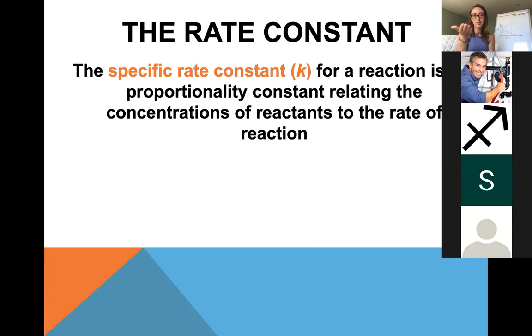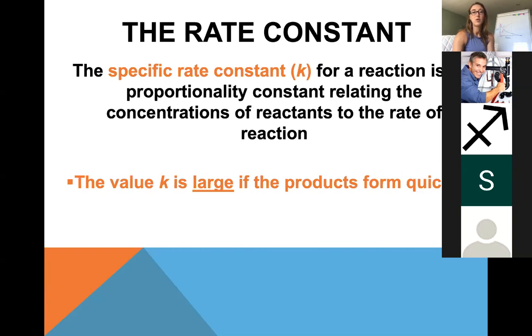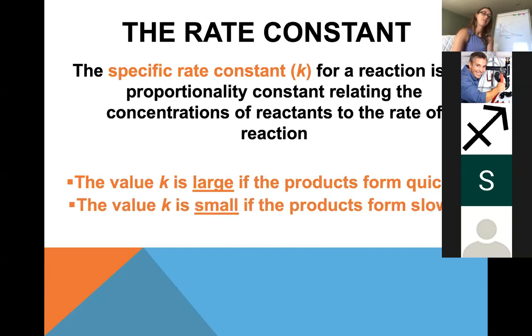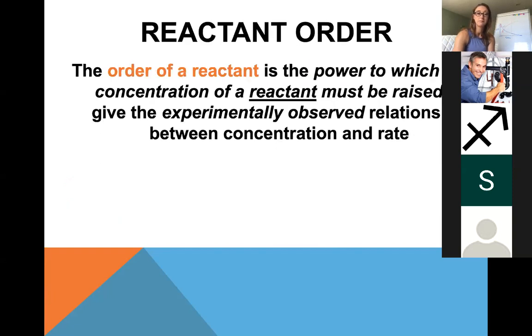Well, because increasing the temperature increases this rate constant. So the rate constant is only constant at constant temperatures and constant pressures, constant conditions, okay? If the value of K is very large, it means that the rate proceeds very fast, and the products form quickly. If the value of K is small, it means that the rate of the reaction is very slow, okay?